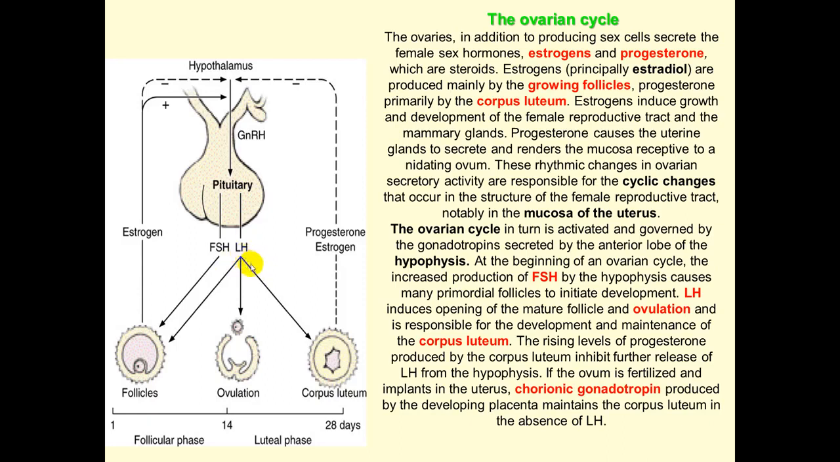And luteinizing hormone also stimulates the transformation of the ovulated follicle into the corpus luteum. The corpus luteum starts to produce progesterone, which later also influences the hypothalamic hormones, the releasing hormones for gonadotroph cells. So the follicular phase lasts 14 days up to ovulation, and the luteal phase from the 14th to the 28th day.